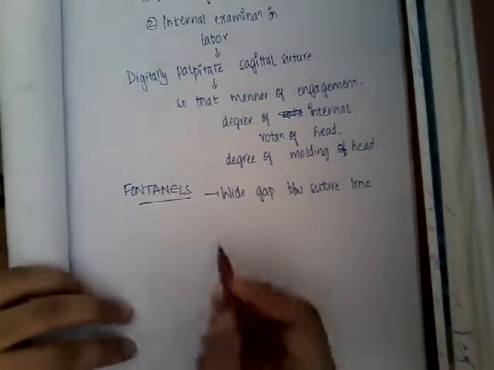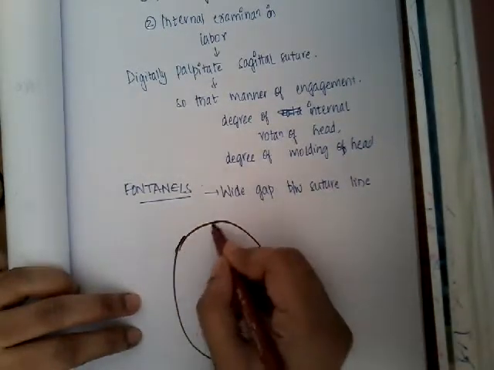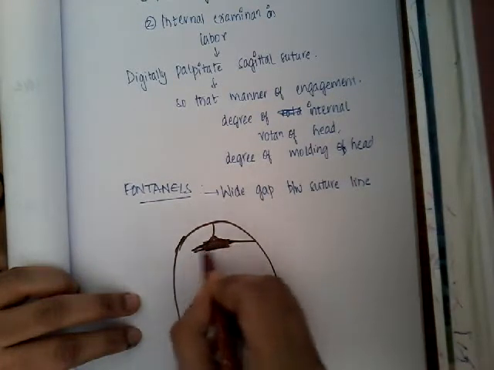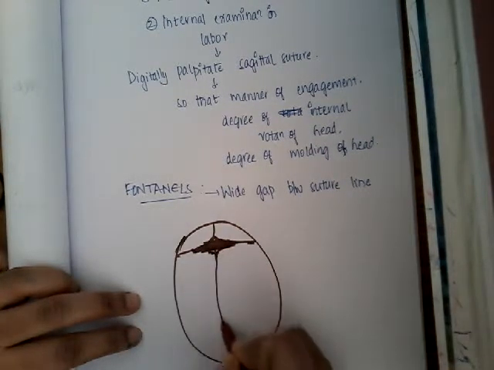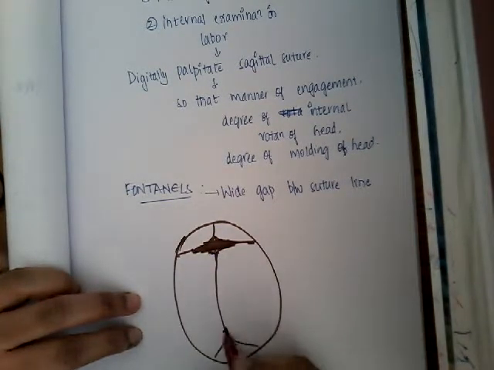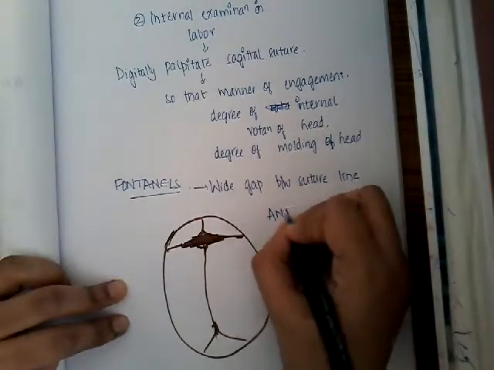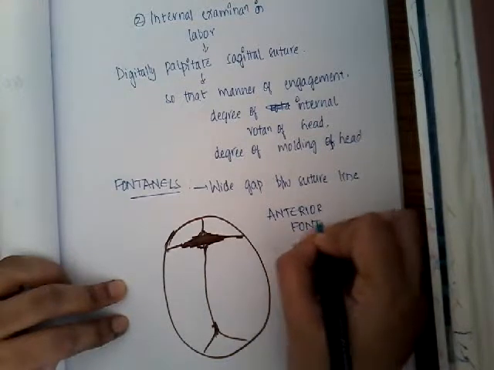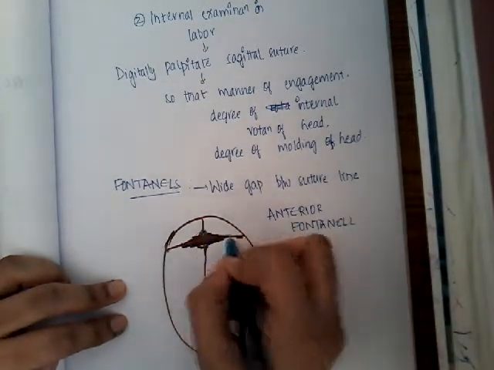Okay, so if this is the fetal skull, this is the frontal bones, and this is the anterior fontanelle, coronal suture. Now this is present like this, and this is lambdoid suture, posterior fontanelle. So first let us learn about anterior fontanelle. This anterior fontanelle is formed by joining four sutures.